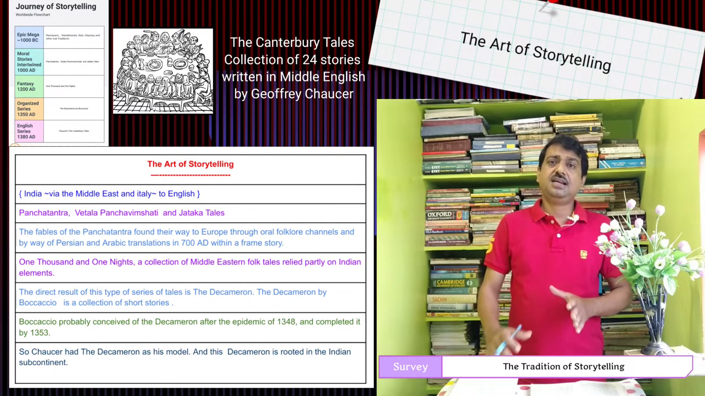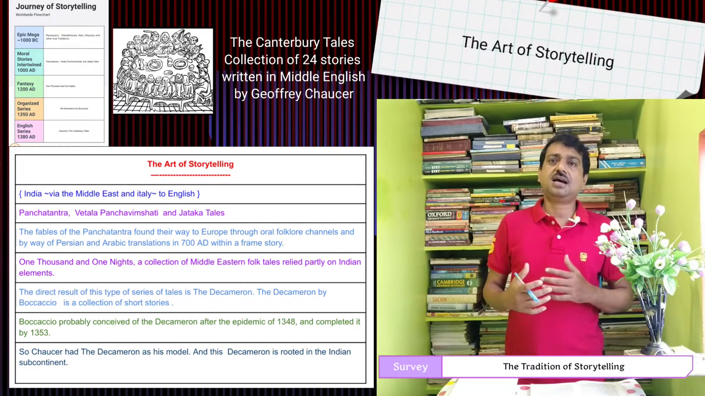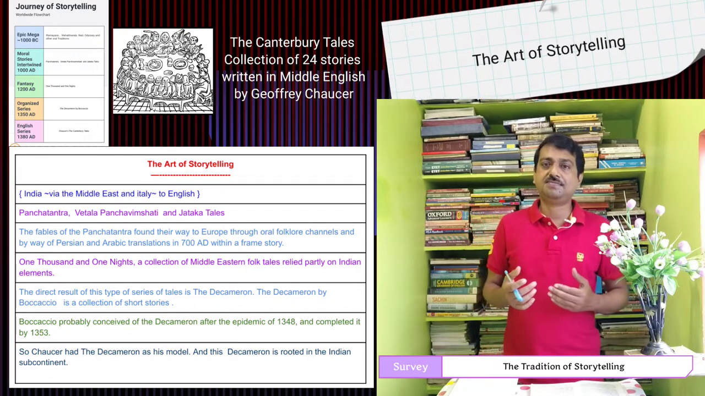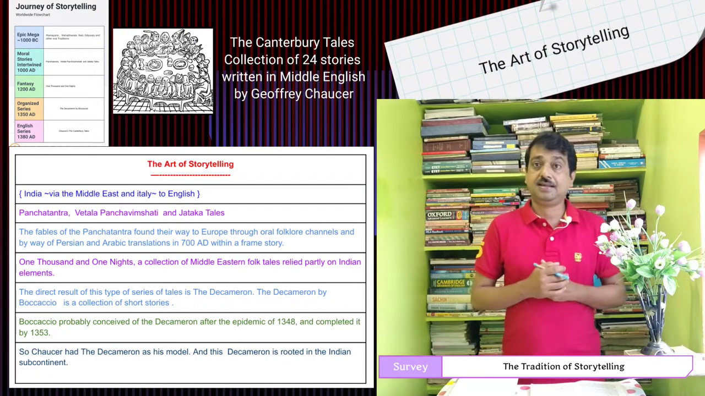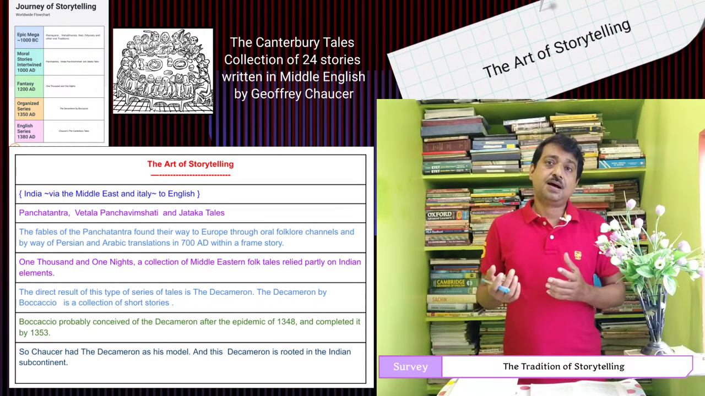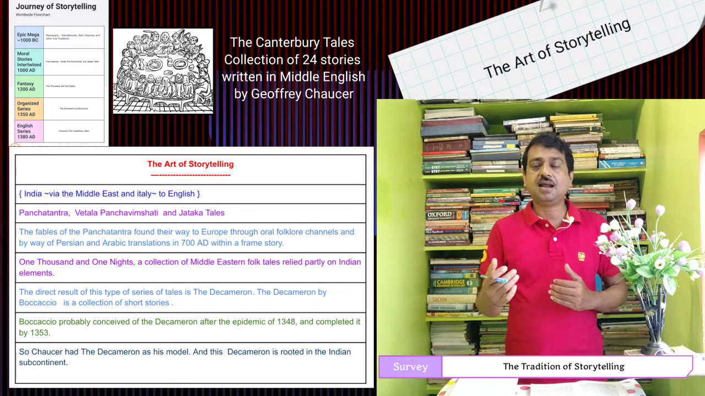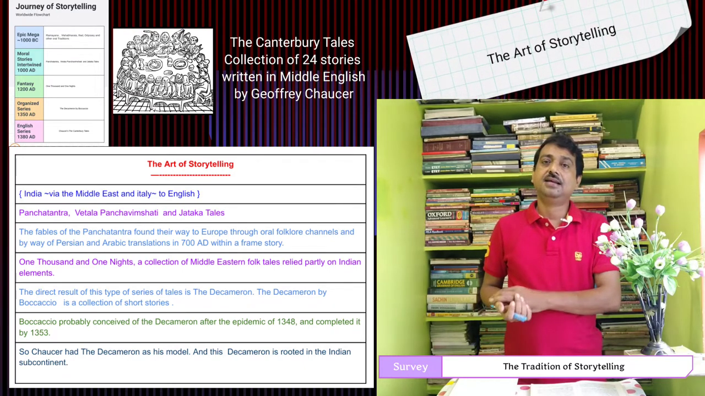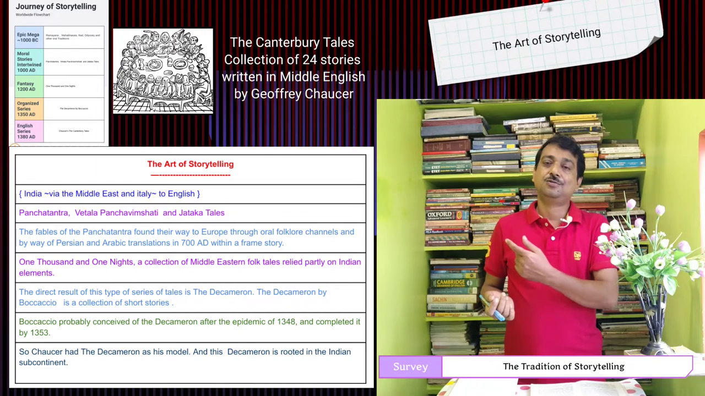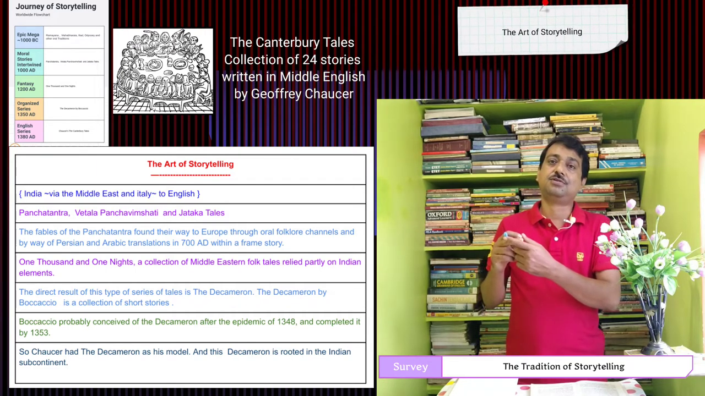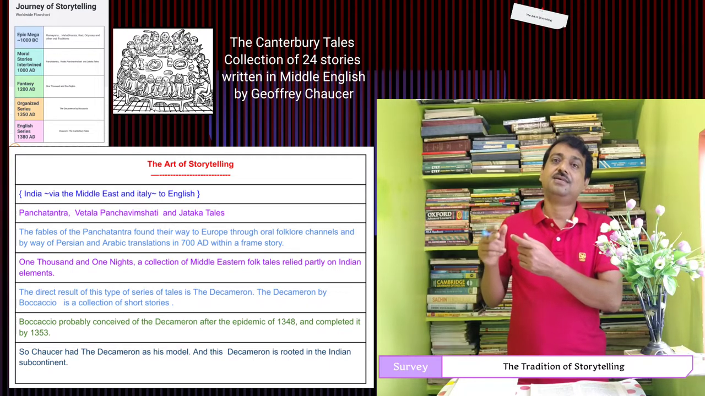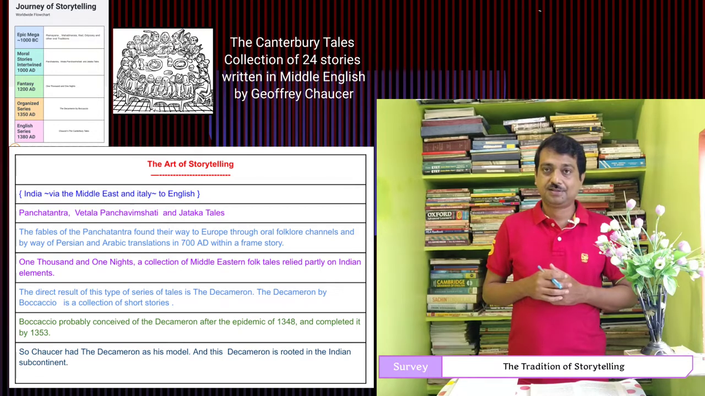Now, Boccaccio probably conceived of the Decameron after the epidemic of 1348 and compiled it by 1353. So Chaucer had the Decameron as his model, and this Decameron is rooted in the Indian subcontinent through the series of tales I have told, the Jataka tales and the Panchatantra tales. So you get the point.